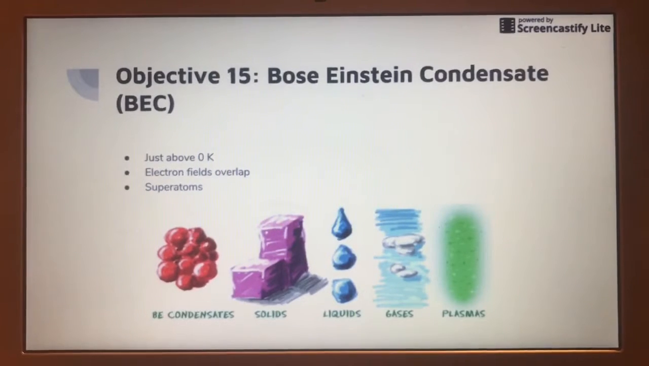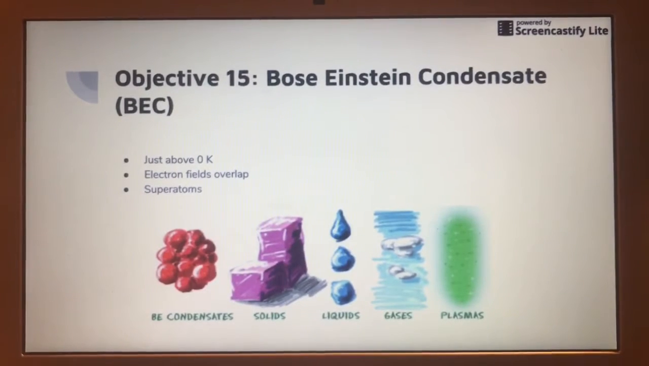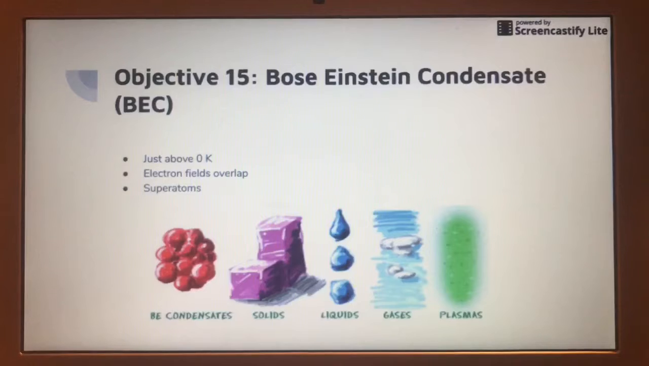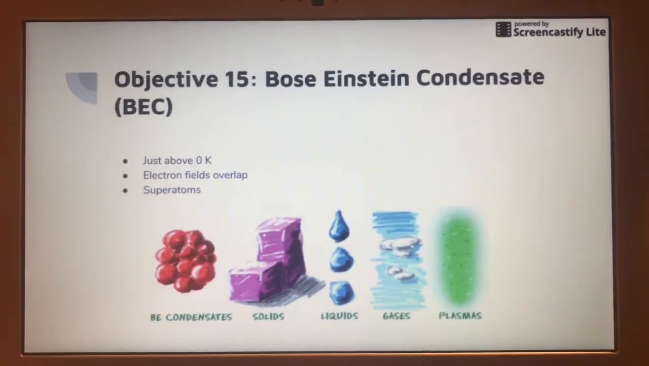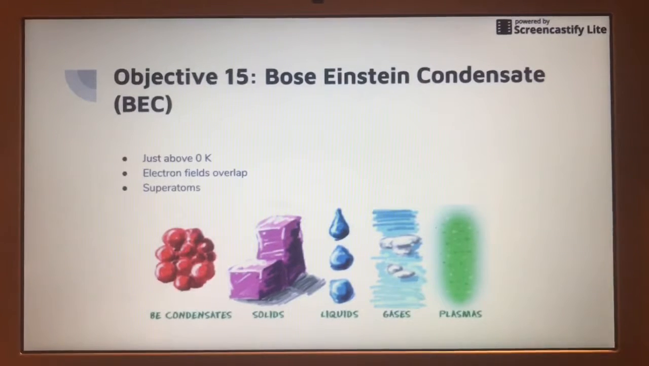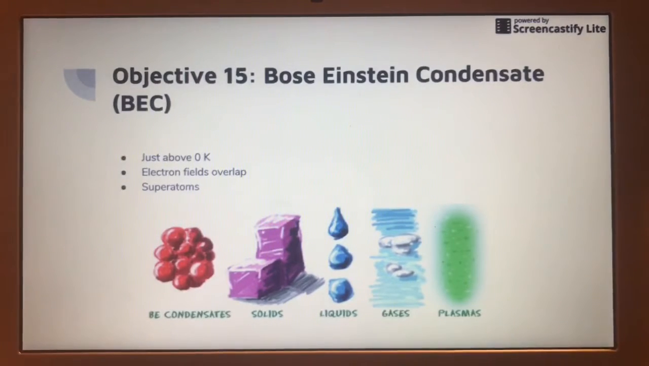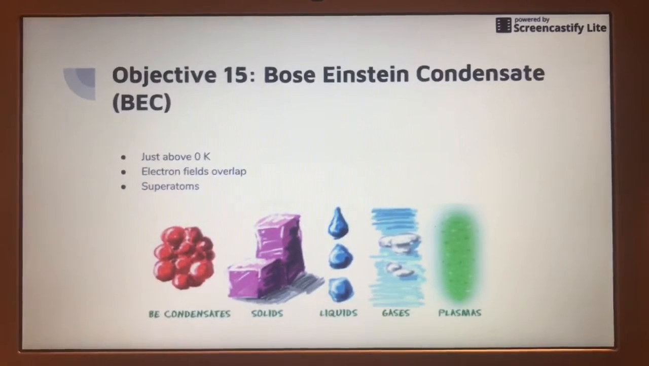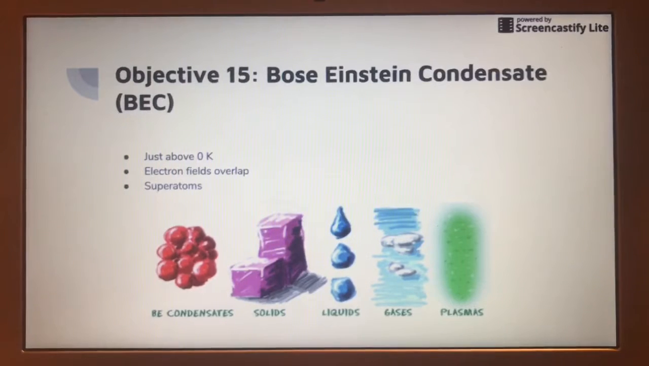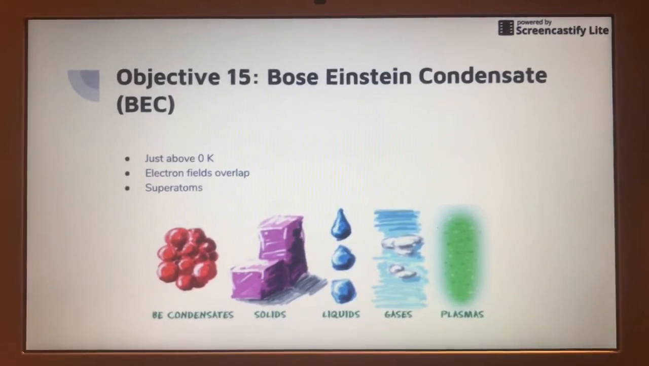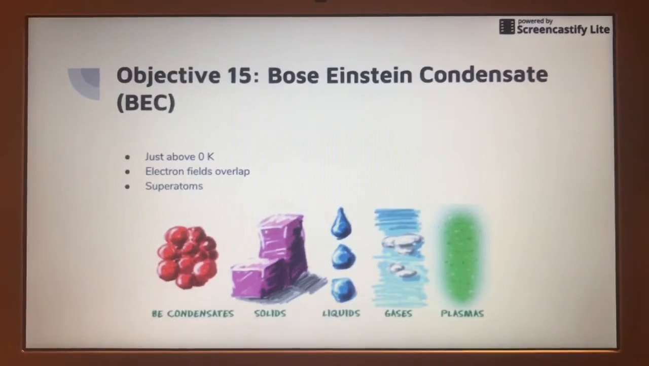Objective 15 describes the motion of particles in a Bose-Einstein condensate, including the relationship between their kinetic energy and the effect of attractive forces. It forms at a very low temperature, just above 0 Kelvin. Normal boundary between atoms is caused by electrons repelling. But when those electrons slow down, then the electron fields can overlap. That means that the boundaries between atoms are not extreme, so the atoms overlap, which forms a superatom.